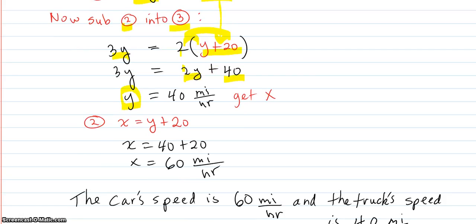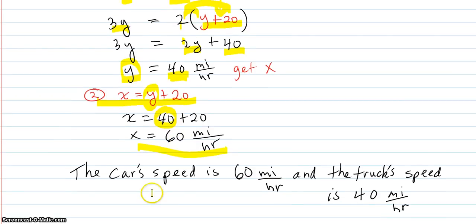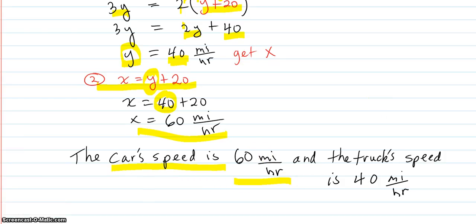Now you've got to get x. So the number 2 equation was x equals y plus 20. So x equals y, which is 40, plus 20. That's 60 miles per hour. So x was the car speed. So the car speed is 60 miles per hour, and the truck speed was the y, and that was 40 miles per hour.